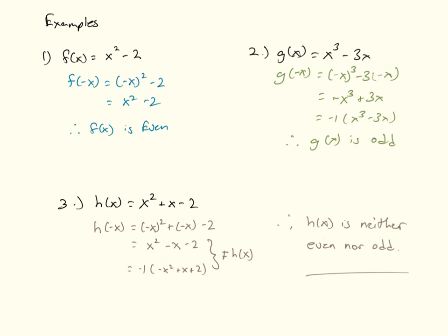And if I pull out a factor of -1 from this, I get -1 times negative x squared plus x plus 2. That also is not what I started out with. So since neither of these is equal to h of x, I know h of x is neither even nor odd.